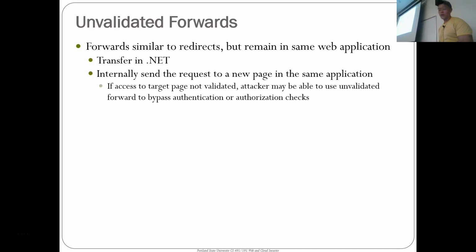The other part of this is unvalidated forwards. This is similar to the redirects, but you're remaining on the exact same site. A redirect puts you somewhere else, but the forward sends you to a different place on the site. The idea of an unvalidated forward is that you find a place on that site that's sensitive, that you wouldn't have access to from the front door, and you see if you can forward yourself to that route without having to authenticate. So it's basically the same attack, but done internally.